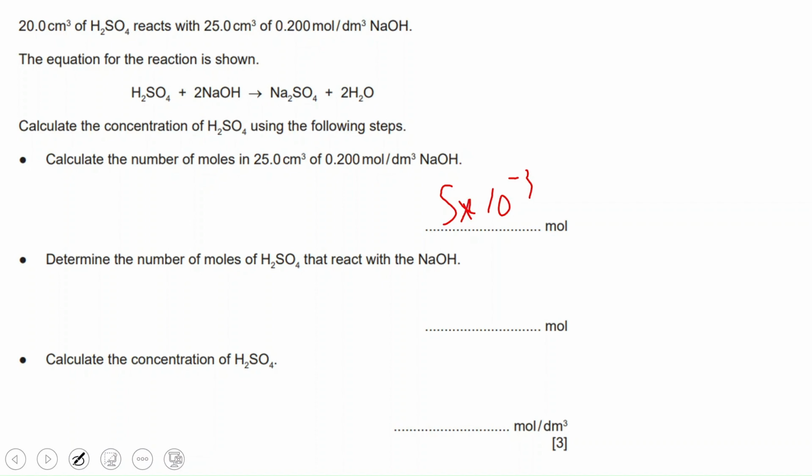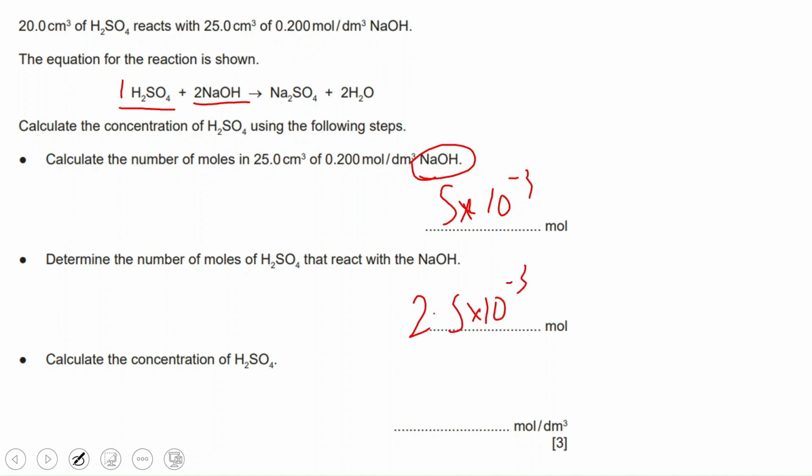That also works. Now the moles of that has to react with NaOH. So the ratio is 2:1. So if this is the moles of NaOH, you have to divide that by 2 to get the moles of H2SO4. So I'm going to divide that by 2 and I get 2.5 times 10 to the power minus 3.